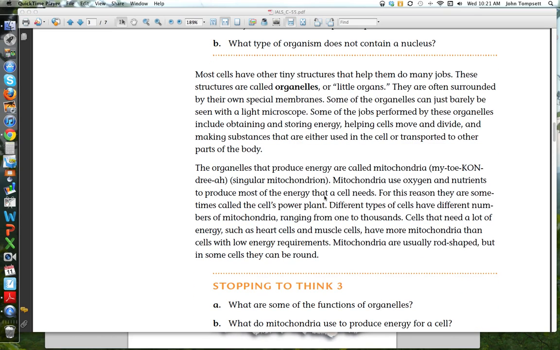The organelles that produce energy are called mitochondria. Singular is mitochondrion. Mitochondria use oxygen and nutrients to produce most of the energy that a cell needs. For this reason, they are sometimes called the cell's power plant. Different types of cells have different numbers of mitochondria, ranging from 1 to thousands. Cells that need a lot of energy, such as heart cells and muscle cells, have more mitochondria than cells with low energy requirements. Mitochondria are usually rod-shaped, but in some cells they can be round.